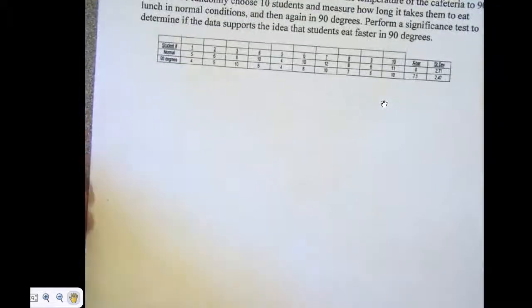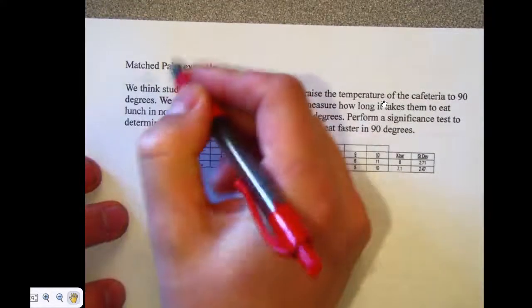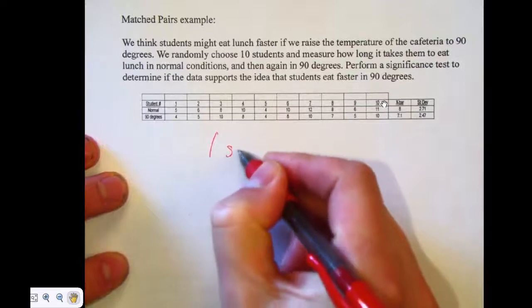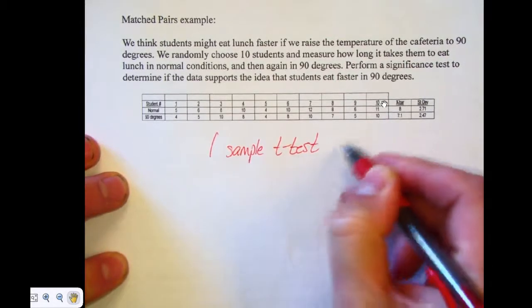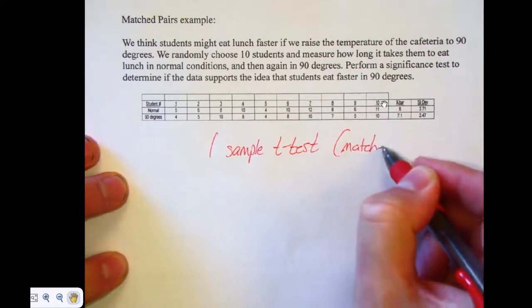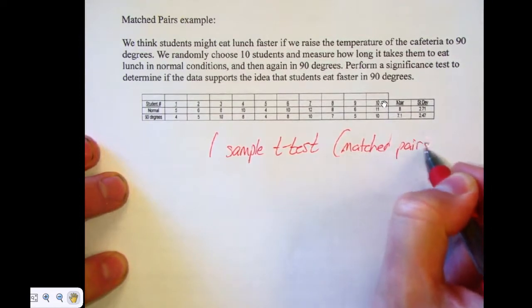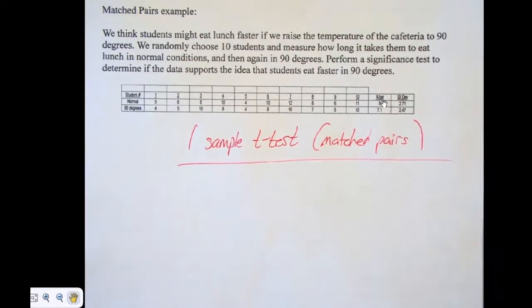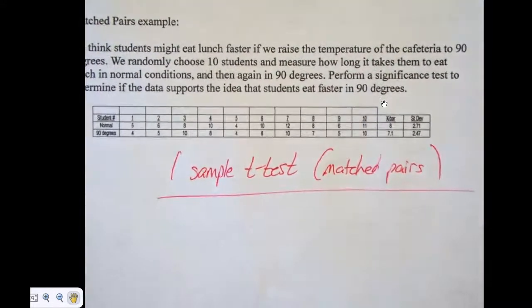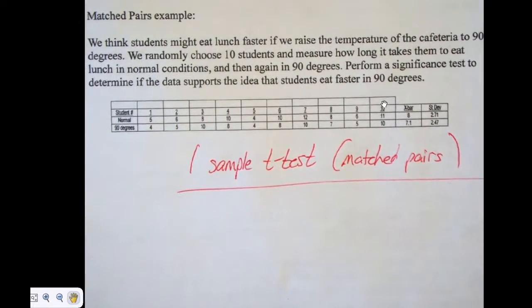Let's go through an example. The thing with matched pairs is that it is a 1 sample T. I'm going to put matched pairs in parentheses just to remind you. Is anything different? A little. So, I mean, I don't know. That question really threw me off for some reason. Let me regroup. Let me try again.